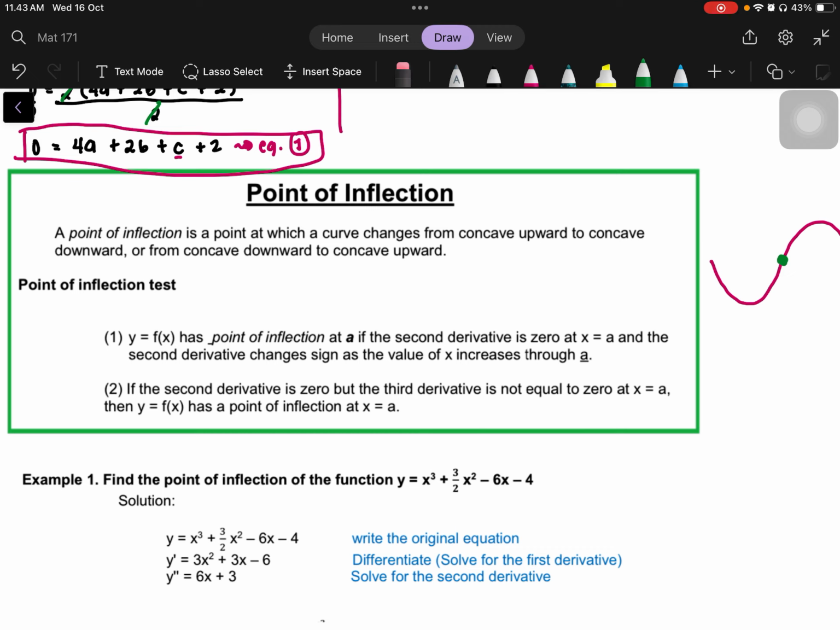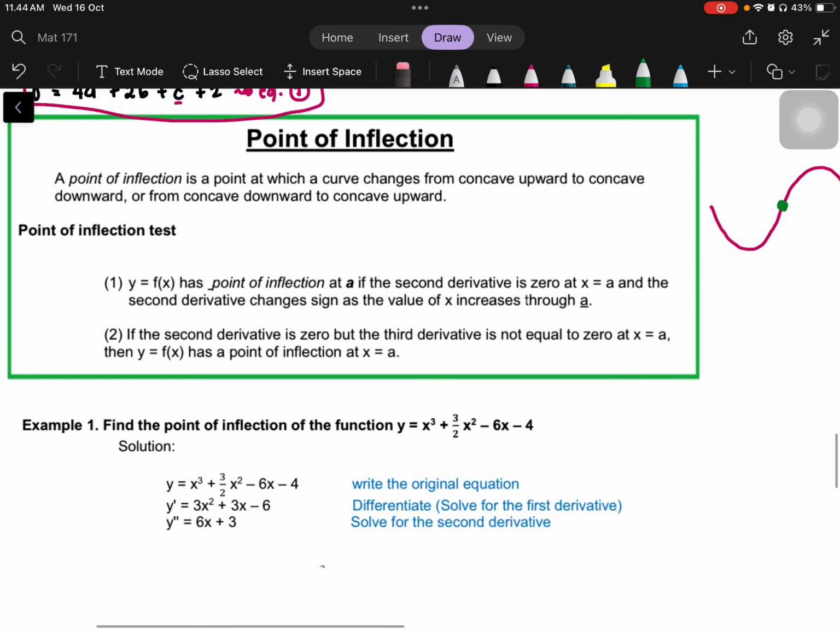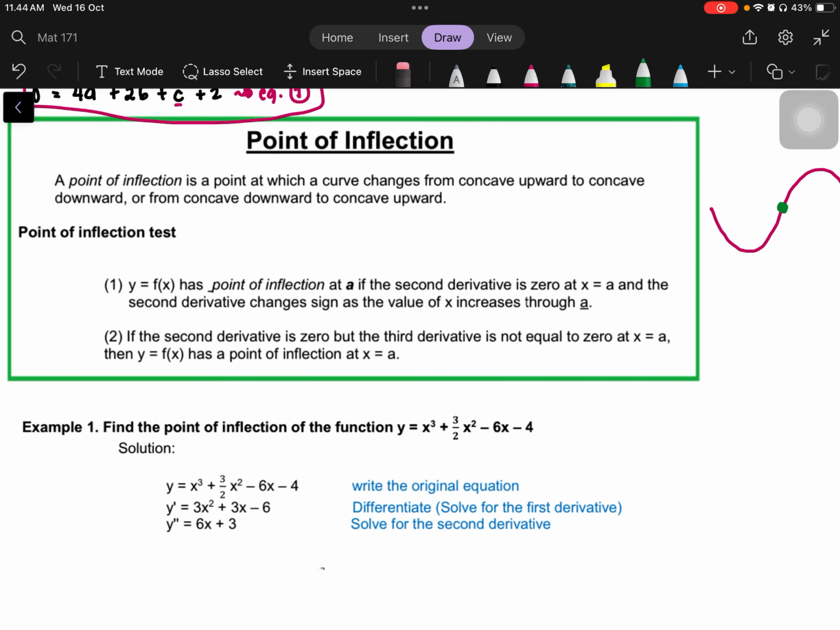First, y is equal to f of x, or yung ating equation, has point of inflection at a if the second derivative is 0 at x is equal to a, and the second derivative changes sign as the value of x increases through a. Then, if the second derivative is 0, but the third derivative is not equal to 0 at x is equal to a, then y is equal to f of x has a point of inflection at x is equal to a. So, dito, ang a natin na hinanap is yung makukuha natin. Okay?